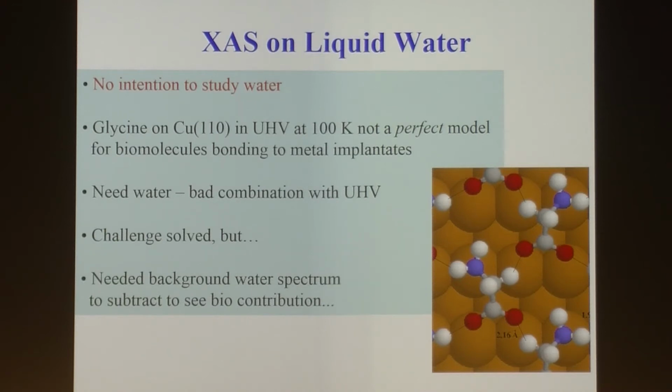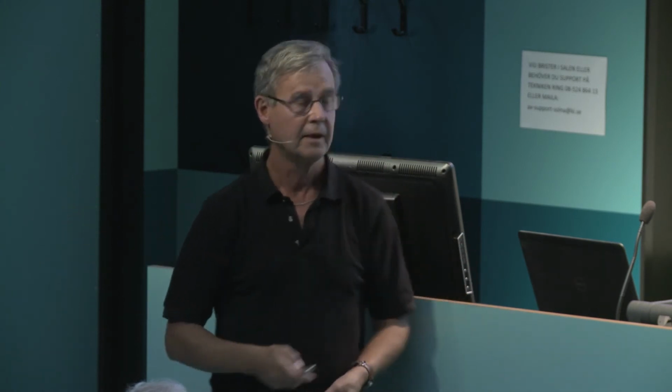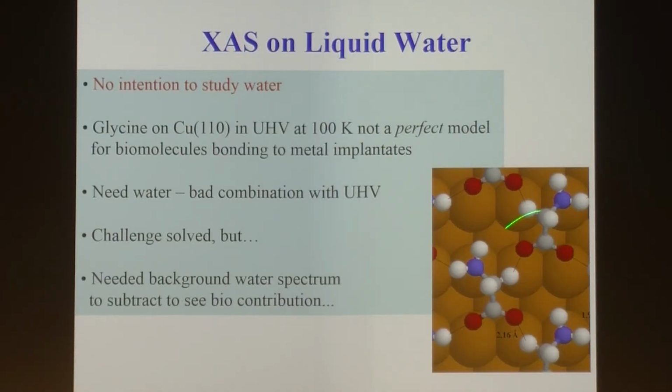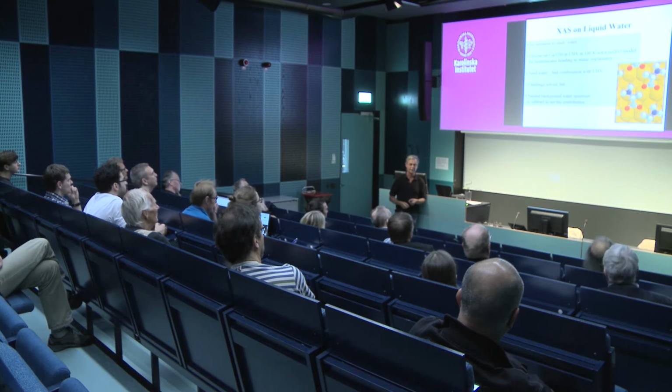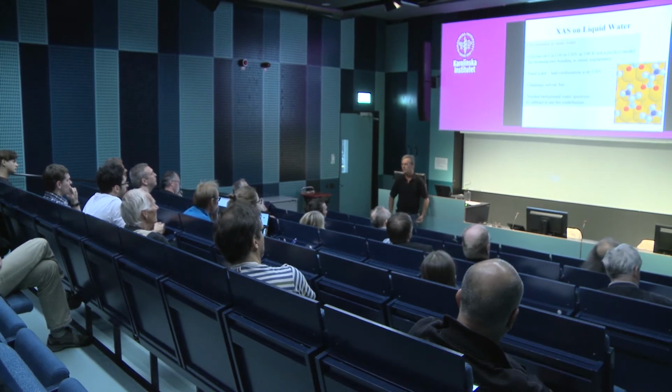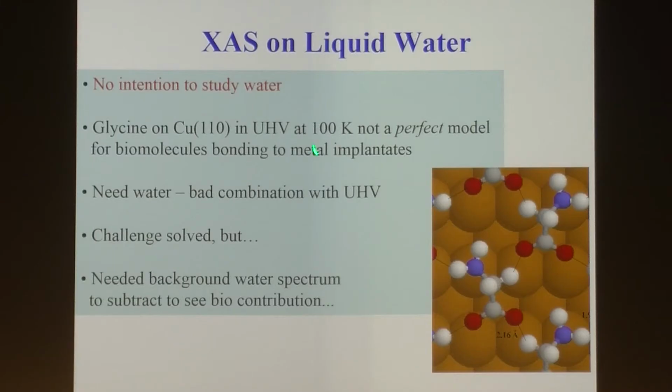Now, we weren't interested in water. We had big funding to look at biomimetic enzyme catalysis. We wanted to do nitrogenase, so our background is in surface science, and we wanted to build something that would work as nitrogenase on a metal surface. And we wanted to use hydrogen bonding. We looked at glycine on this copper surface, and in our proposals, we called it a model of proteins interacting with metal implants in the human body. But in ultra-high vacuum, better vacuum than between Earth and the Moon, and at 100 Kelvin, so minus 163 degrees, very cold.